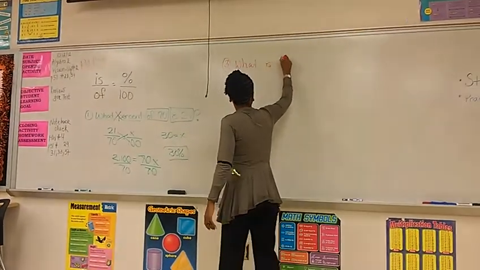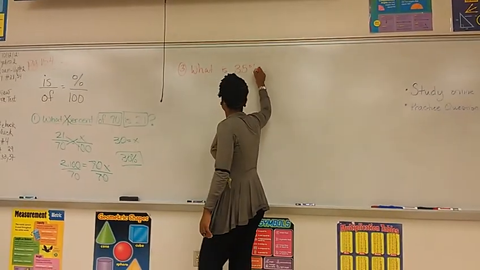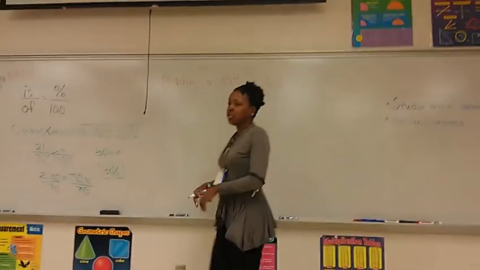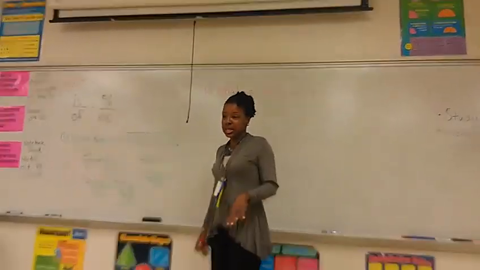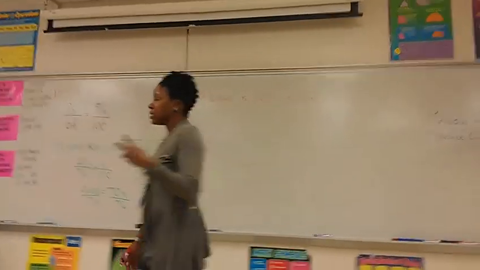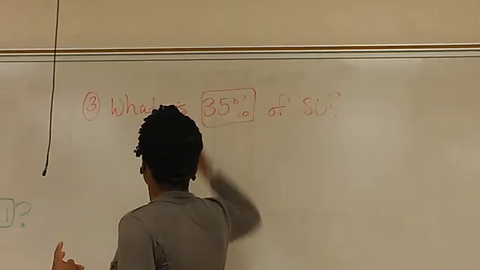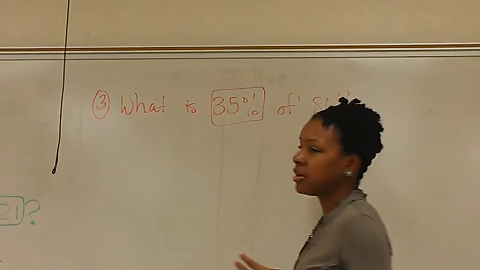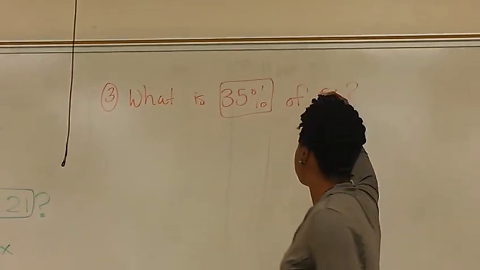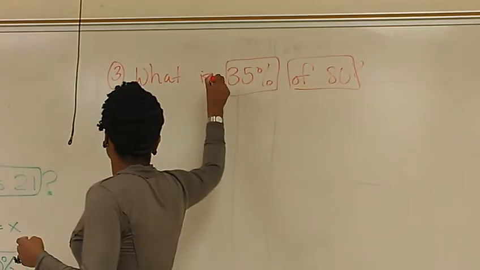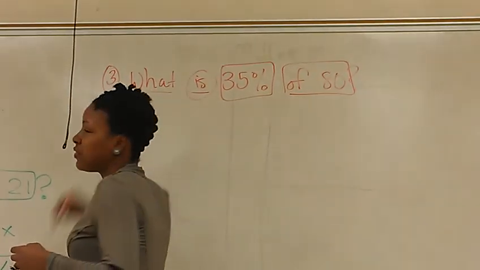What is 35% of 80? We already know two things. What do we definitely know? The percent. That's the easy one. And what is 80? The of. Good. It says what is, so that's how you know that's what's missing. The is. That's what we're trying to figure out.